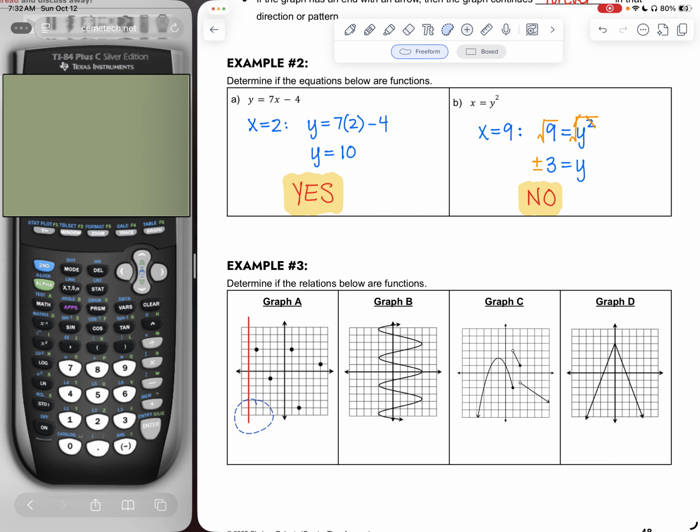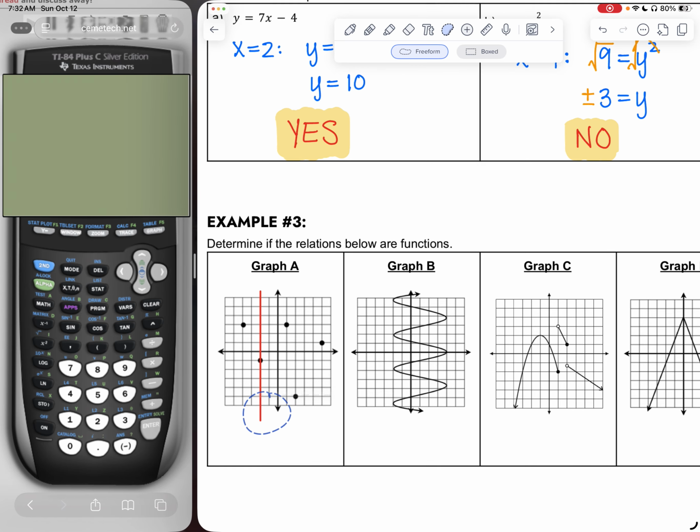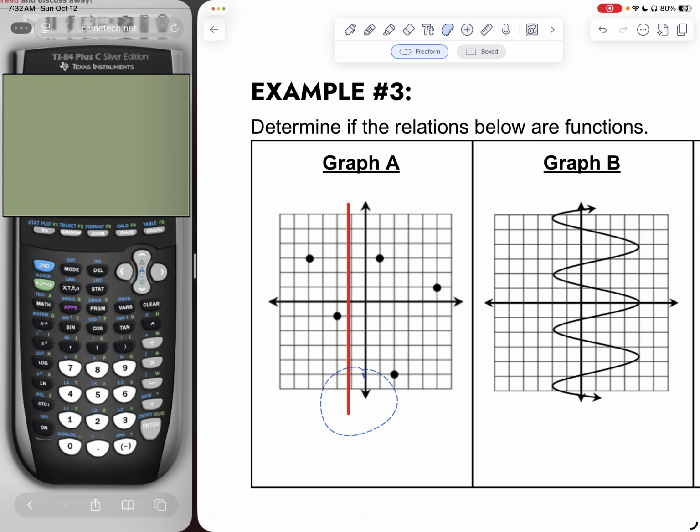and I'm literally going to take this vertical line and I'm going to move it from left to right. This only hits this once. It only hits this once. And let me zoom in. If I go over, it only hits this graph once, only hits this once, and only hits this once. So here I can say that this one is a function.